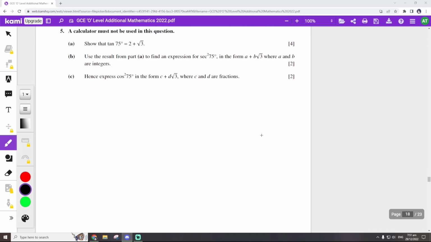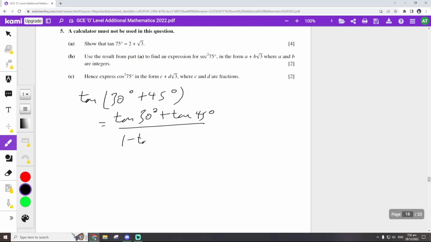Okay. Question 5, a calculator must not be used here. Show that tan 75 degrees is 2 plus root 3. Okay, this is quite famous actually. It is a special angle also. In fact, you can derive it from tan of 30 degrees plus 45 degrees, which is, if I use the addition formula, tan 30 degrees plus tan 45 degrees, divided by 1 minus tan 30 degrees times tan 45 degrees.